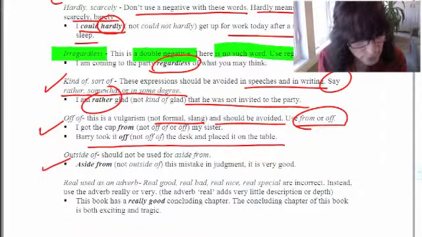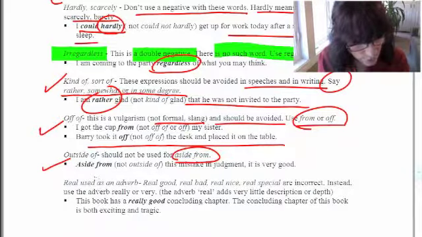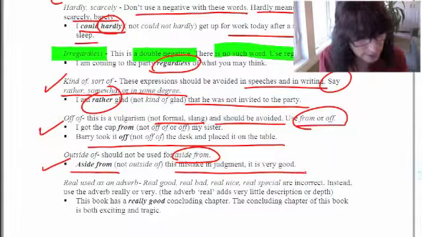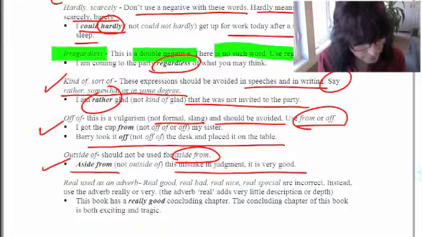Yet another abusage is outside of. It should not be used for aside from. So better to say aside from this mistaken judgment, it is very good. Not outside of this mistaken judgment. Use the expression aside from.